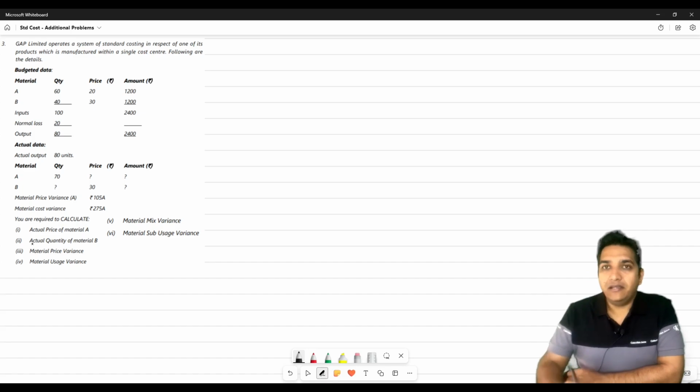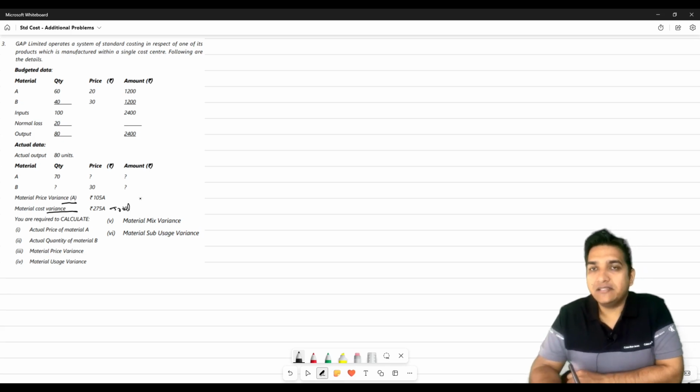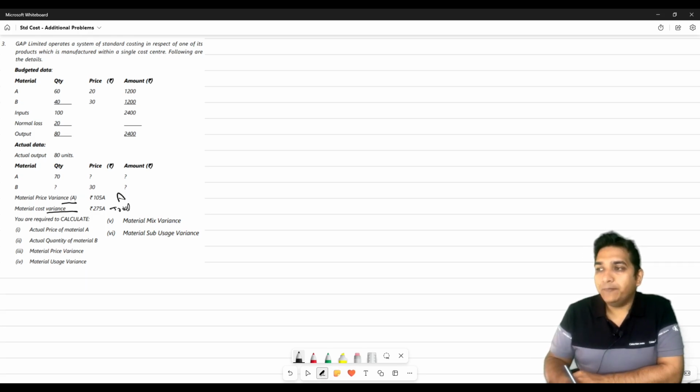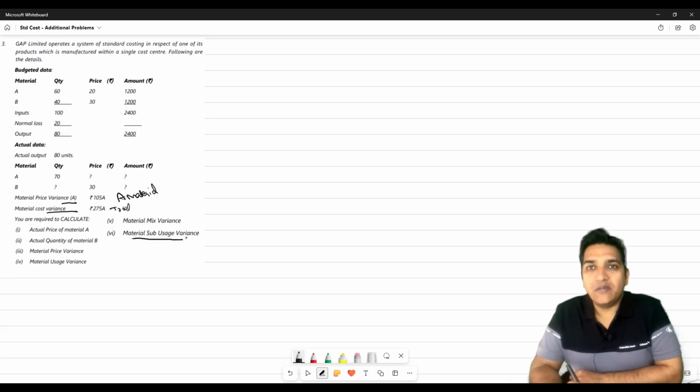Before we start solving this, a few things I want you to notice. They have given material price variance of A and material cost variance of total. This is total material cost variance. This is not only A or only B. This is the total A plus B. Cost variance of A plus B, which gives us total cost variance. And this is of only A, material A, right? Remember that.